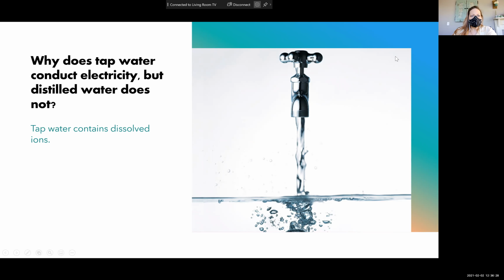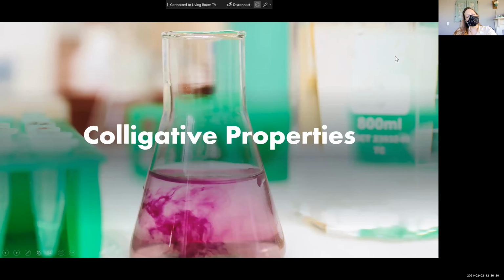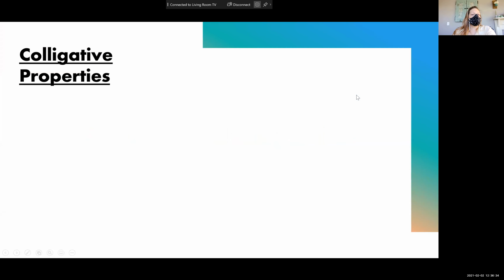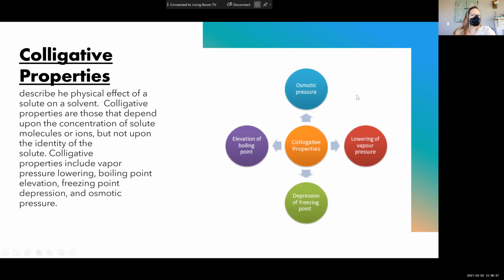Okay. So colligative properties. I love this word, colligative properties. These are the properties that describe the physical effect of a solute on a solvent. Colligative properties are those that depend upon the concentration of the solute, molecules or ions, but not upon the identity of the solute. So colligative properties include vapor pressure lowering, boiling point elevation, freezing point depression, osmotic pressure.